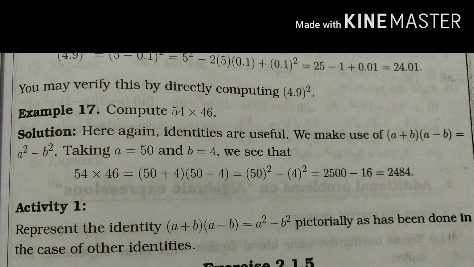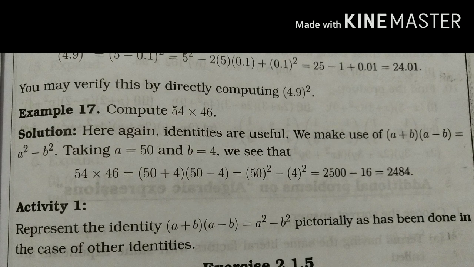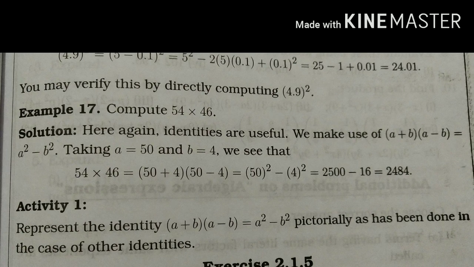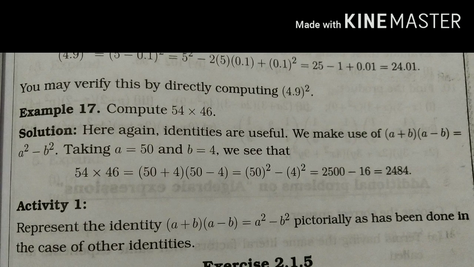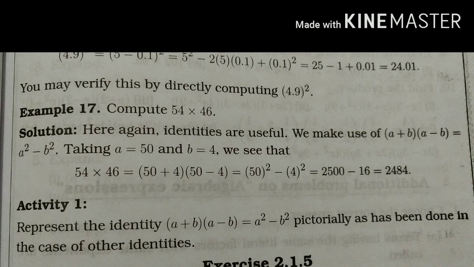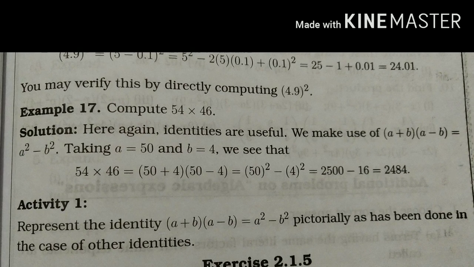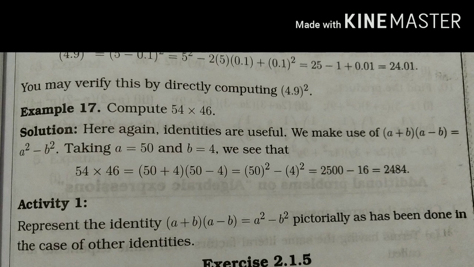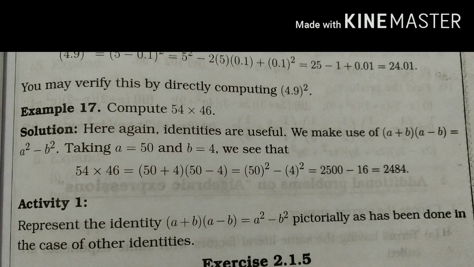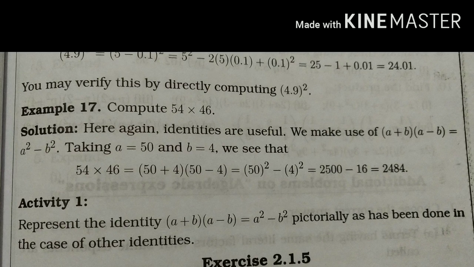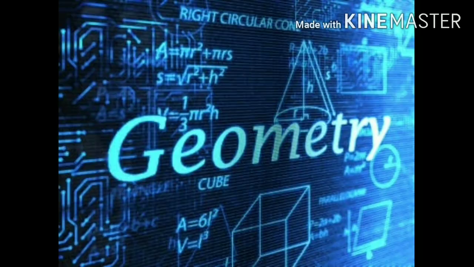When you simplify this using the identity (a plus b) into (a minus b) equals a square minus b square, that is 50 whole square minus 4 square. 50 whole square is 50 into 50, that gives us 2500, minus 4 square, 4 into 4, that is 16. We get it as 2484.